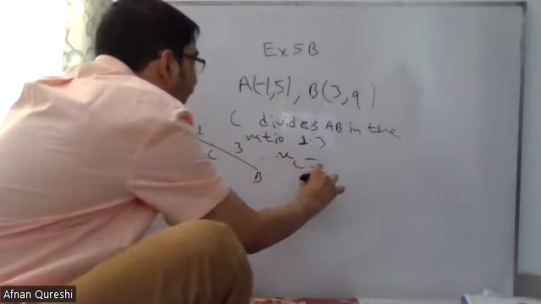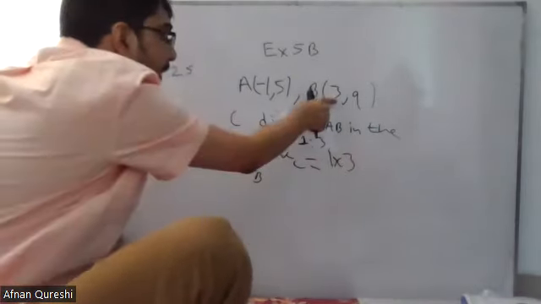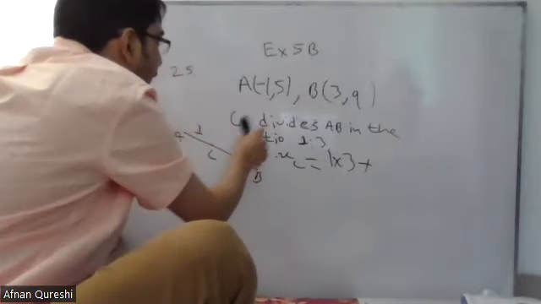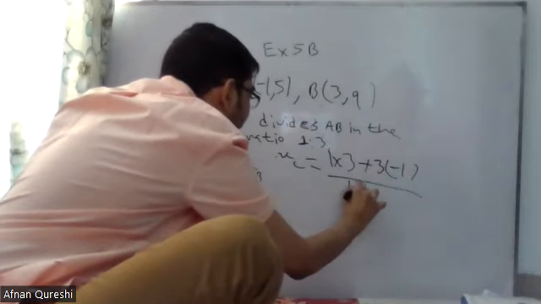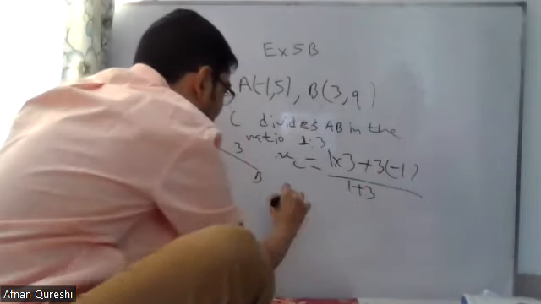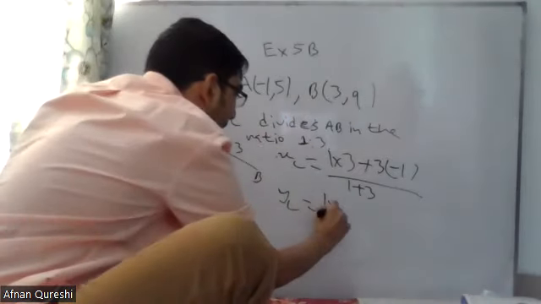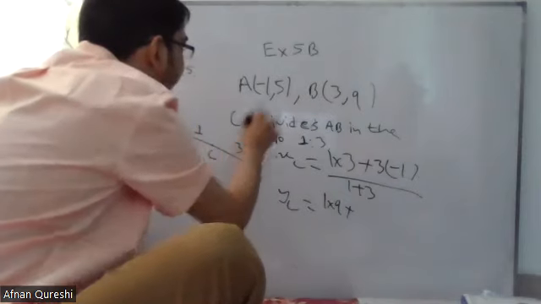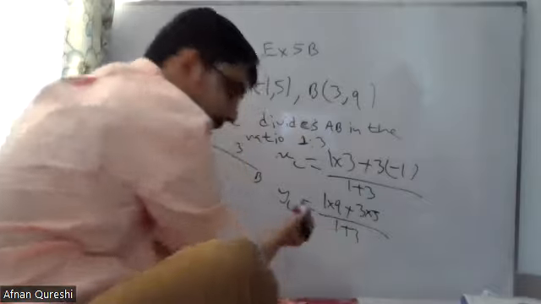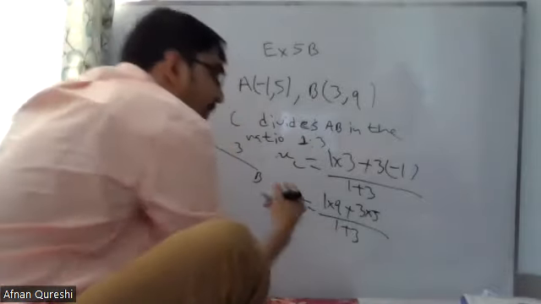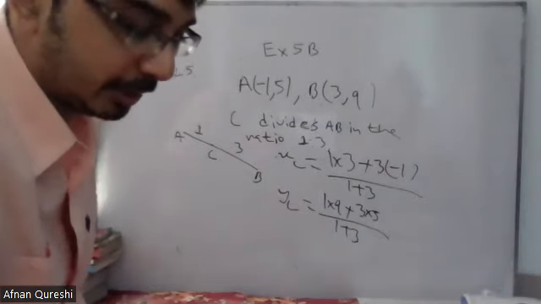The x coordinate of C is going to be 1 into 3 plus 3 into -1, divided by 1 plus 3. And the y coordinate of C is going to be 1 into 9 plus 3 into 5, divided by 1 plus 3. So you can actually figure it out. I just wanted to give you some practice with the internal section formula. Now I'll move on to the main sum.